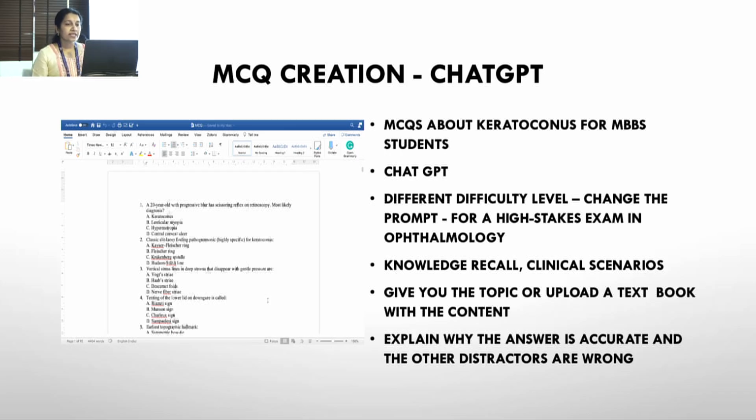MCQs can be created in a similar way through AI. It can be used for making questions. You can use ChatGPT and give the prompt like create MCQs about keratoconus for MBBS students. Different difficulty level questions can be created, and the type of questions you can adjust, knowledge recall or clinical scenarios. It's all according to your prompt.